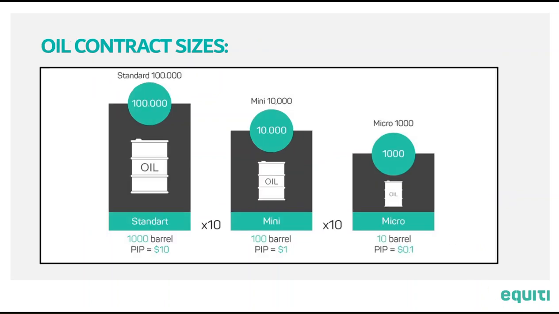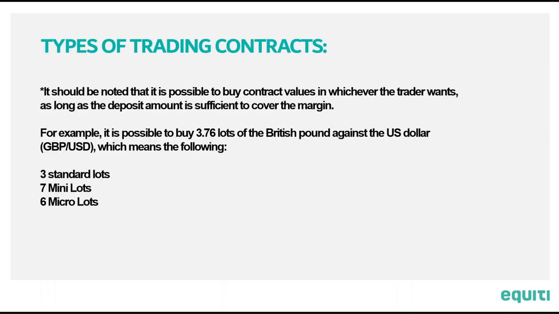For oil, it's also different. So for each product, you will notice that each product has its own unit value. And therefore, it's important that you know how much you are risking and how much your order type actually has. So for a standard lot for oil, that means you are buying 1,000 barrels. For a mini lot, it means you're buying 100 barrels. And for a micro, you are buying 10 barrels.